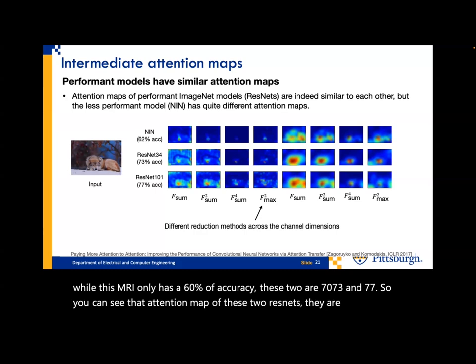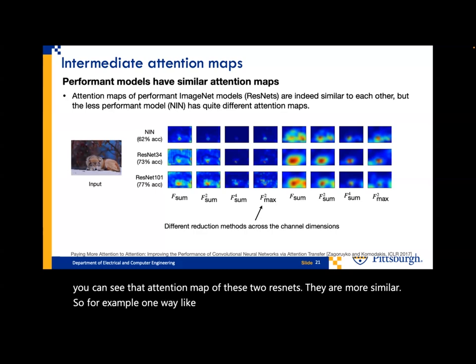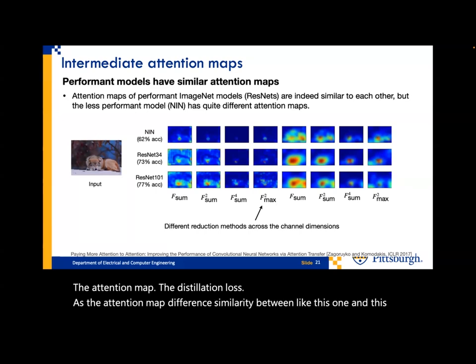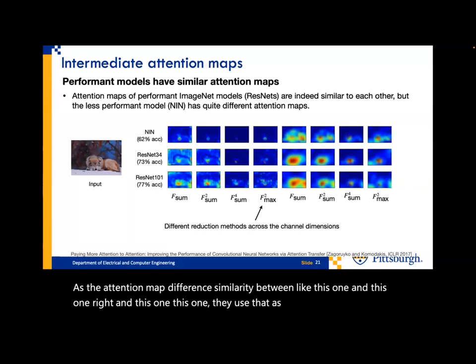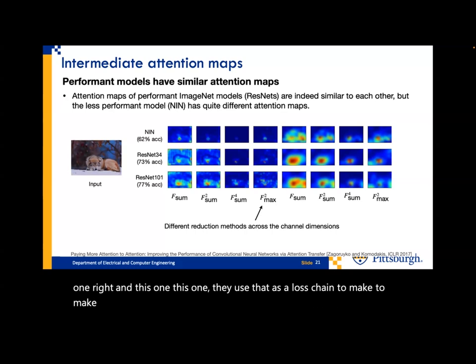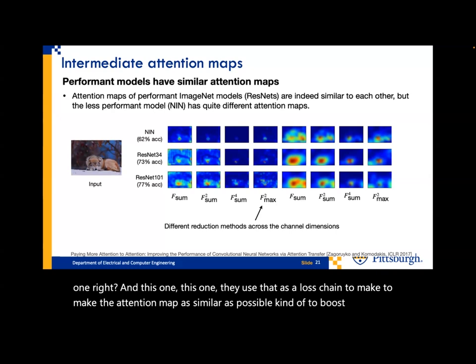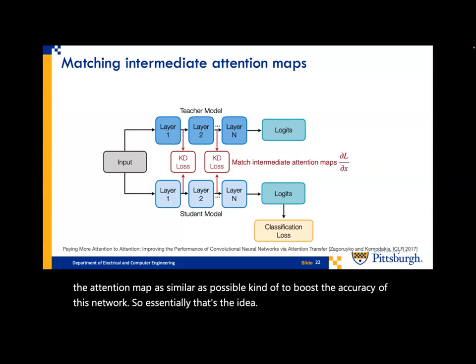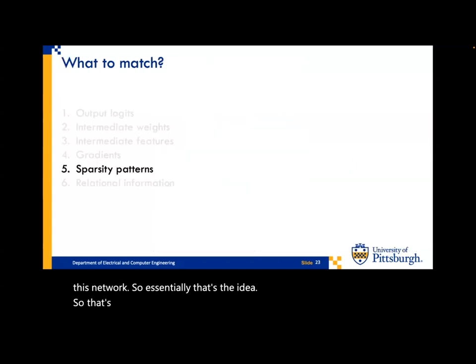For example, if you want to improve the accuracy of NIN, one way is to define the distillation loss as the attention map difference between this one and this one, and use that as a loss to make the attention maps as similar as possible, to boost the accuracy of this network. Essentially that's the idea. So that's the attention map.